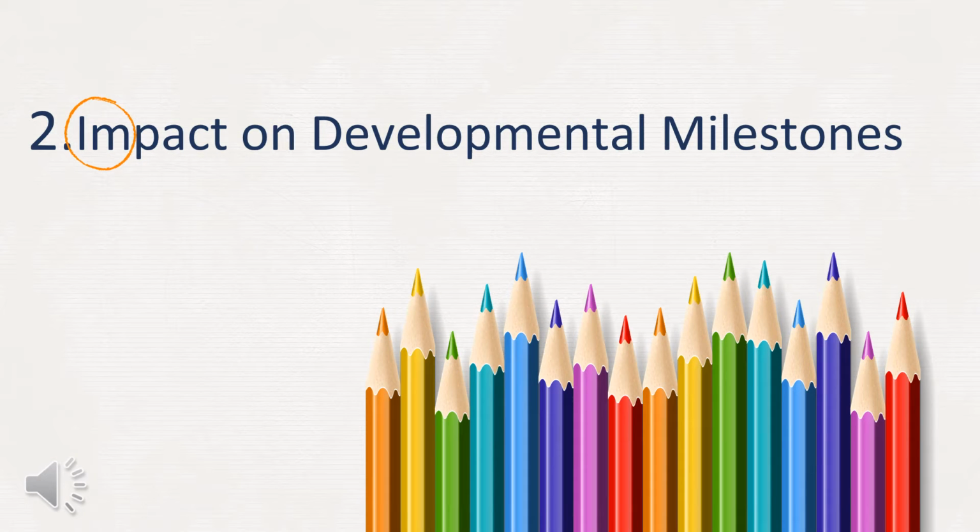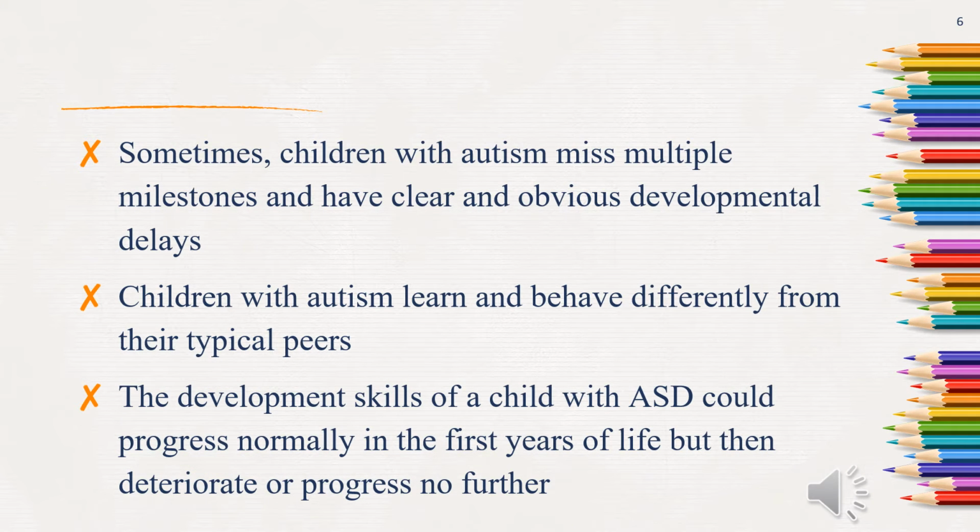Okay, now let's move forward to the impact that autism spectrum disorder has on developmental milestones. Sometimes children with autism miss multiple milestones and have clear and obvious developmental delays. Children with autism also learn and behave differently from their typical peers. The developmental skills of a child with ASD could progress normally in the first years of life, but then deteriorate or progress no further.